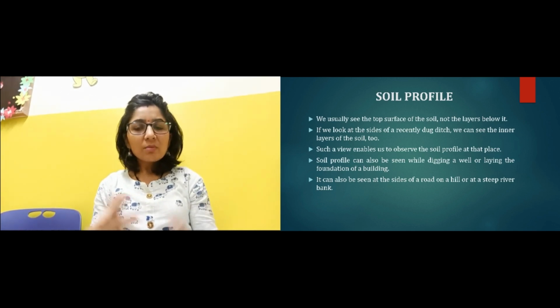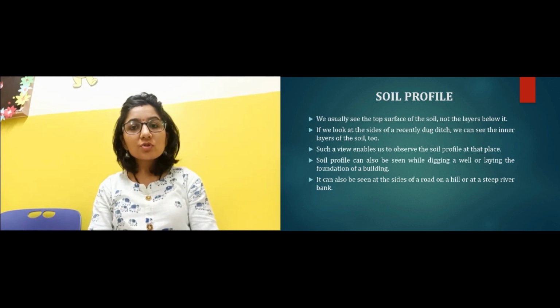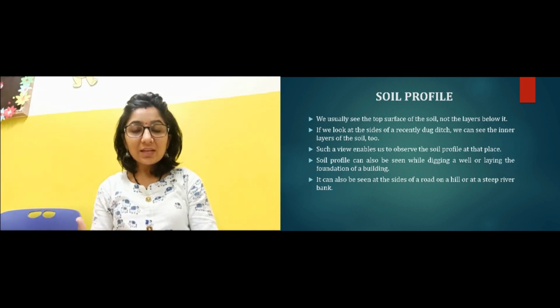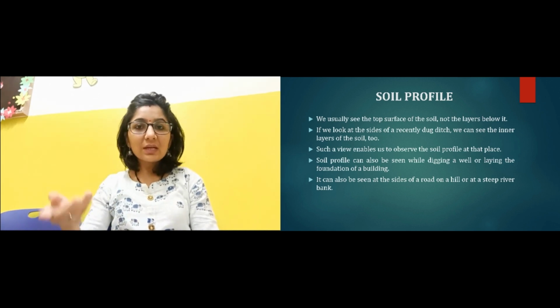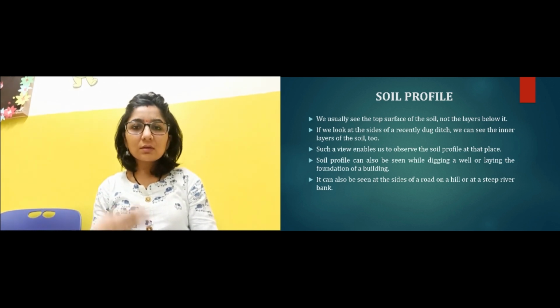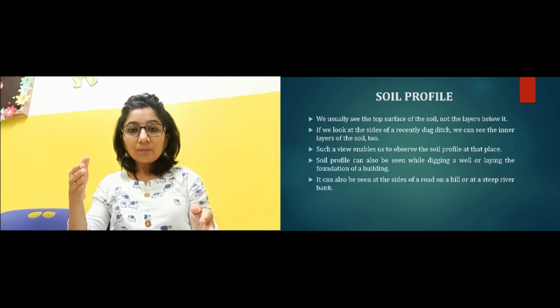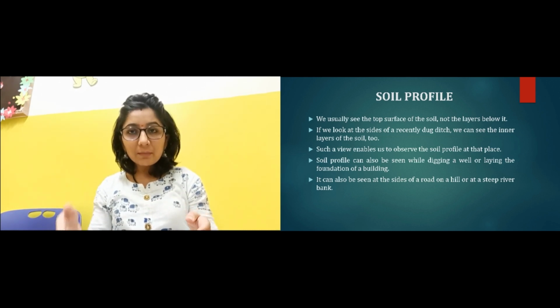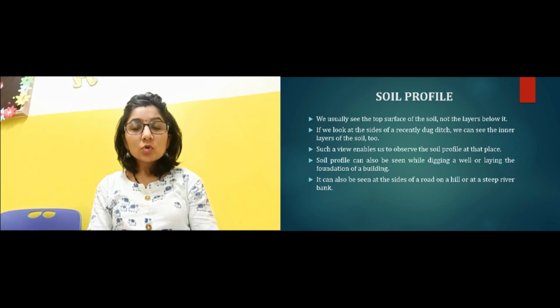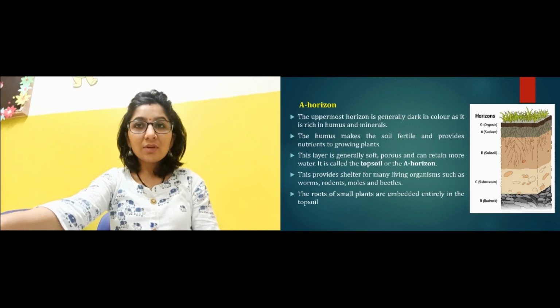We can see the soil profile when someone is digging the soil, or when a well is being dug, at that time also you can see the layers of soil. The surface of the soil we always see, but the layers below it we can see if digging is going on or a well is being made, or on the side of roads where a dig has formed. So we can see the soil layers in different ways.